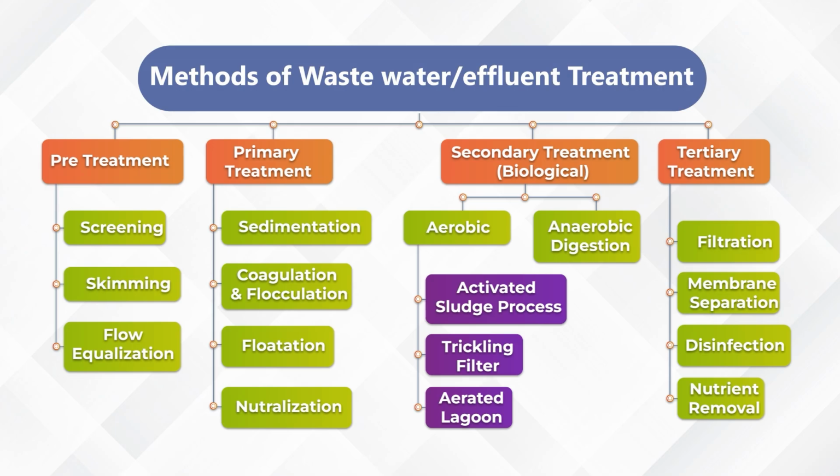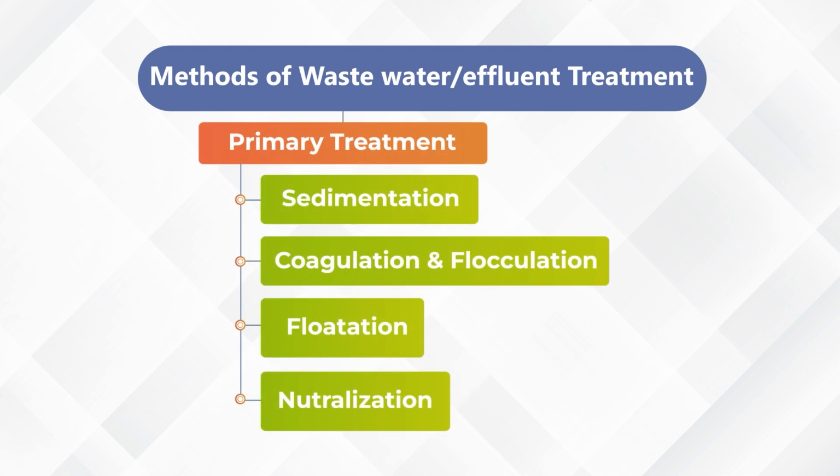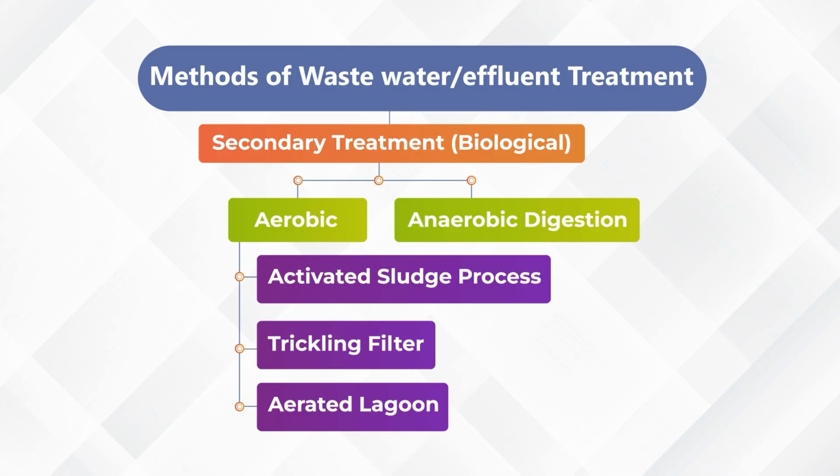For effluent treatment, the industry can follow various physical methods, chemical methods and biological methods. At the very first stage, that is the pre-treatment stage, physical methods like screening, skimming and flow equalization can be adopted. The next stage is the primary treatment, where physical methods like sedimentation and flotation can be adopted, along with chemical methods like coagulation and flocculation or neutralization. The next stage is the secondary treatment, which is also a biological treatment, because here microbes are utilized for the decomposition of the organic content of the wastewater. In the secondary treatment, there can be aerobic digestion or anaerobic digestion. For aerobic digestion, methods like the activated sludge process, trickling filter and aerated lagoon can be used. In anaerobic digestion, anaerobic lagoons or anaerobic digesters can be used.